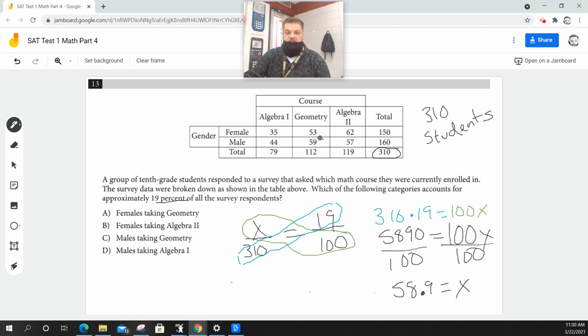Now right here, there's this that says 59. And what does that represent? Males taking geometry. Now you might want to double check. Females taking geometry is 53. No. Females taking algebra 2, that's 62. No, that's not closest. Males taking geometry is pretty close. What about males taking algebra? Well, there's only 44. So yeah, C is the correct answer.